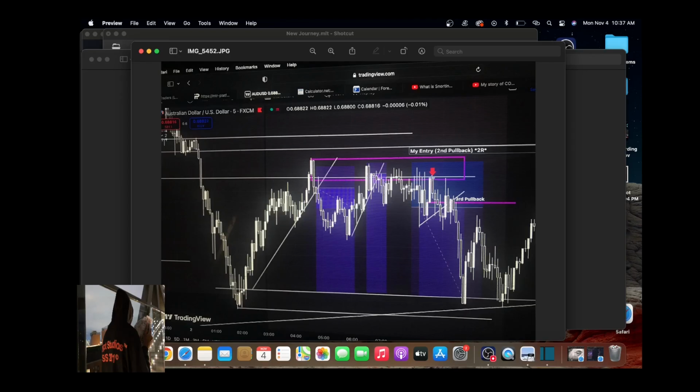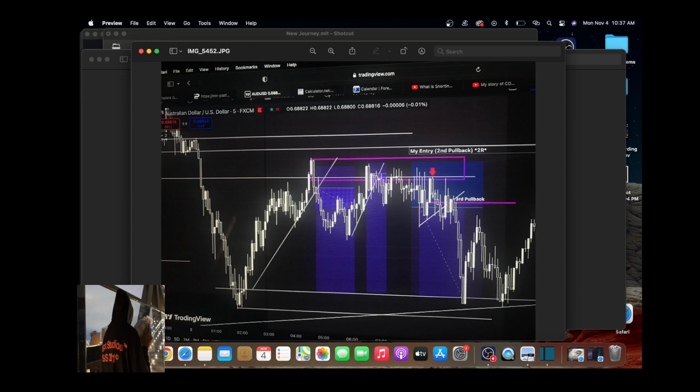This is the second pullback. Price breaks down right here. This is the third pullback. Price wicks, breaks down right here, and then finally comes back and touches for the second pullback at the second zone of the supply and demand. Take our entry right here, candlestick entry.